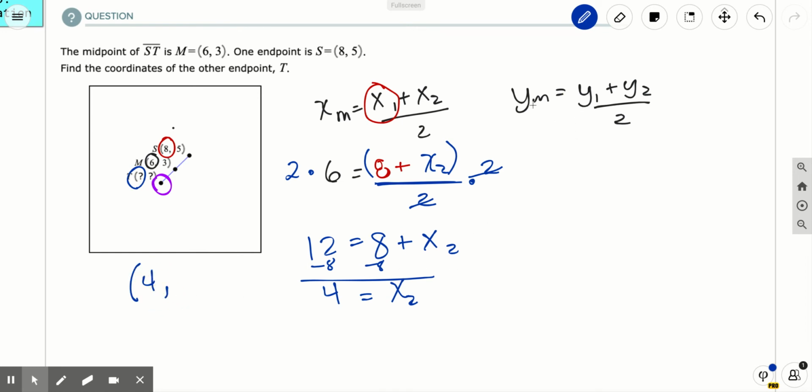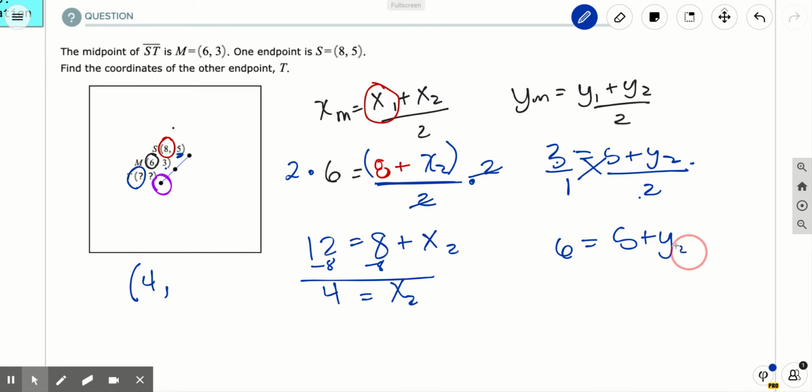Now the y. The y of the midpoint is equal to 3. So here we go. 3 equals y1, which is 5, plus y2 over 2. Multiply. Oh, by the way, did you guys know that this is a proportion? You could literally cross multiply. 2 times 3 is 6. 1 times 5 plus y2 is 5 plus y2. Subtract 5 from both sides, and you get y2 equals 1. And that is the answer.